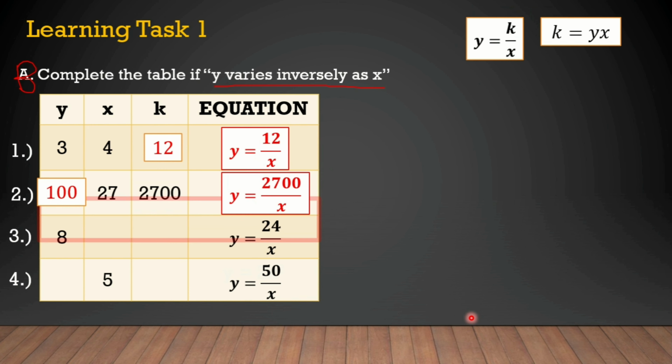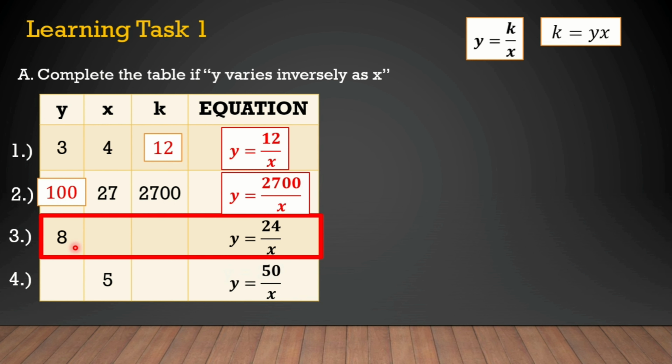Okay. So next, number 3. Sa number 3, y is 8. So ang hanapin natin is x and k. So meron na tayong equation. Again, kung titingnan natin dito sa equation, narito na yung constant of variation which is 24. So ilalagay na natin siya dito. So ang hanapin na lang natin is yung x. So, you can use any of this formula. Walang problema yun. So, for me, I will use the formula k is equals to y over x. Mas madali kasi. Multiply lang. So, kung ito man ang gamitin mo, walang problema. Ganun pa rin ang lalabas nun.